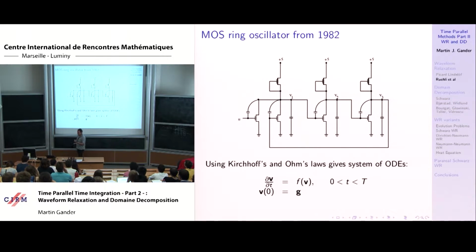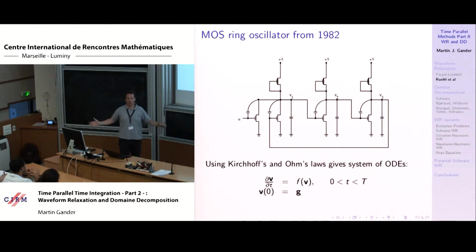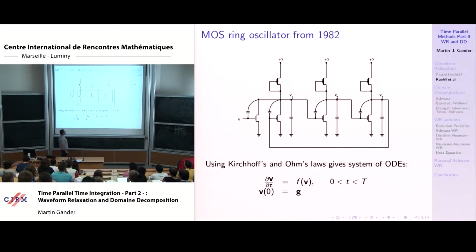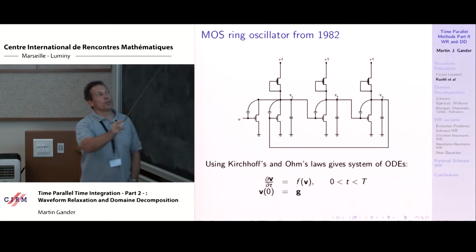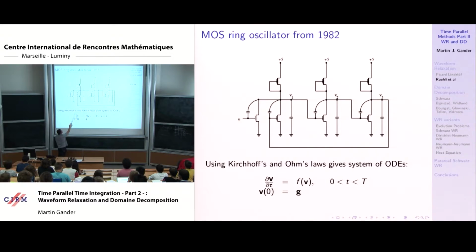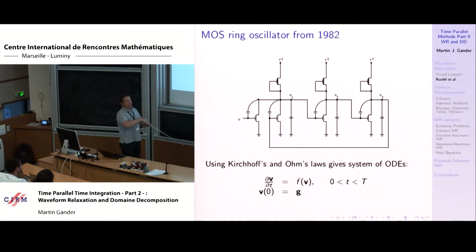And they wanted to simulate such a circuit, not this one, a huge circuit with like millions of voltage points. But they use this as an example to explain their method. If you use Kirchhoff's and Ohm's laws, you can write the system for these 3 voltages of ordinary differential equations with some initial condition. So V contains 3 unknowns. And it simulates the up and down of these 3 voltage values.